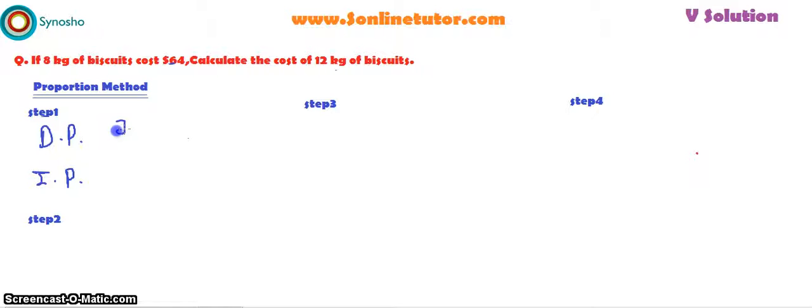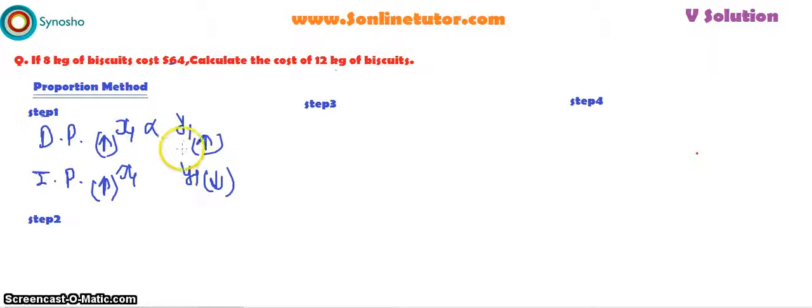Now suppose there are two quantities given, x1 and y1. If x1 keeps increasing, then y1 also increases. This type of relation is called a directly proportional relation. In the other case, if one quantity is increasing, the other quantity decreases. This is called indirect proportion, where it is 1 divided by y.